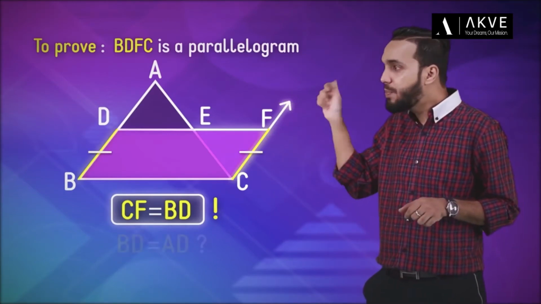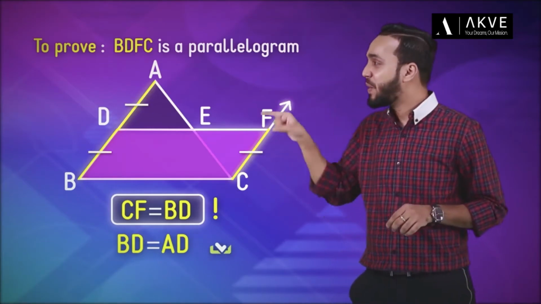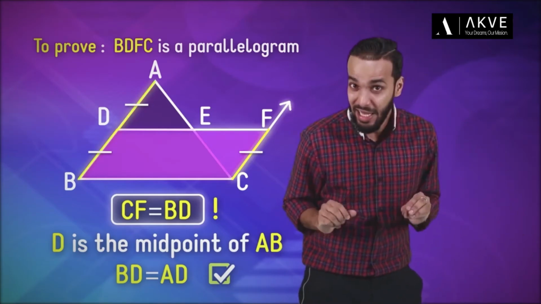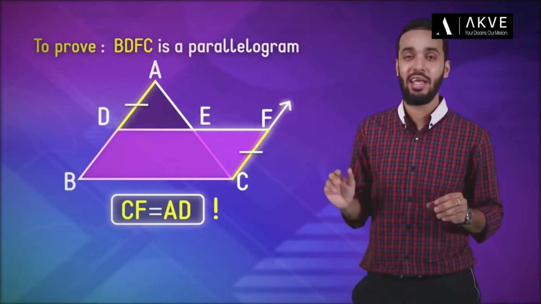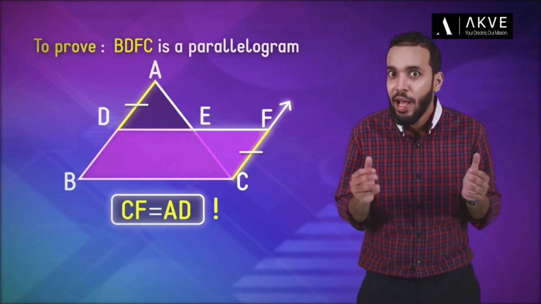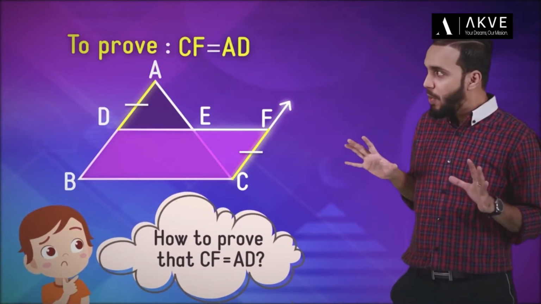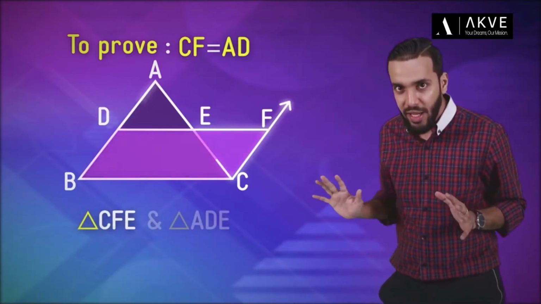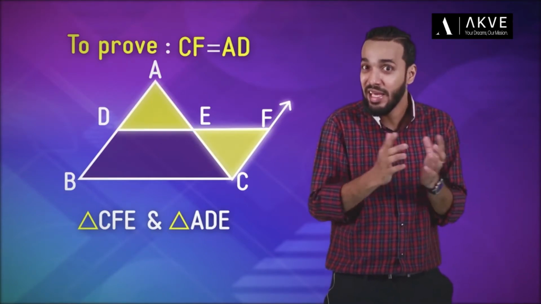But isn't BD just equal to AD? It indeed is, because D is the midpoint of AB. I'm telling you, if we can just somehow prove that CF is equal to AD, we would have possibly hit the bullseye. So now, how do we prove that CF is equal to AD? Well, observing them actually draws my attention to these two triangles, namely CFE and ADE. Are you thinking what I'm thinking?